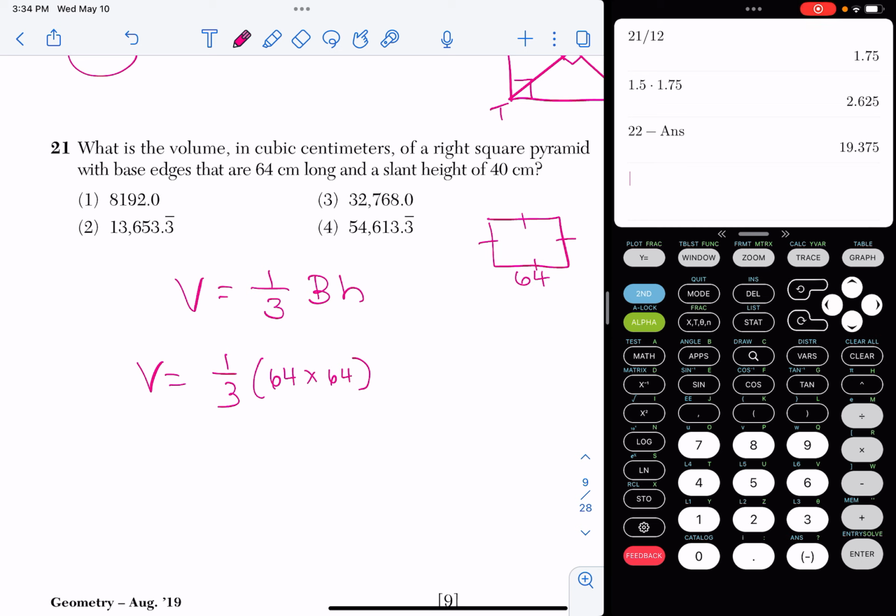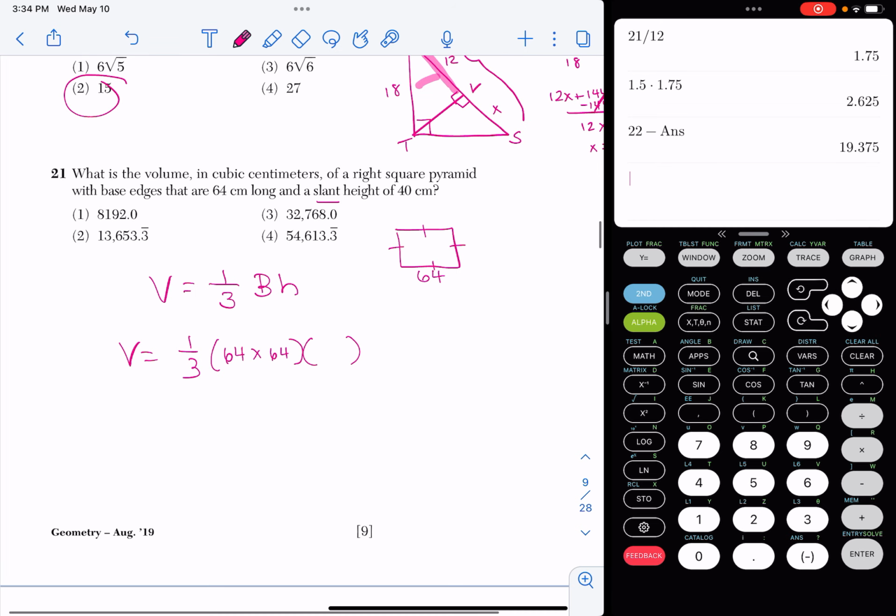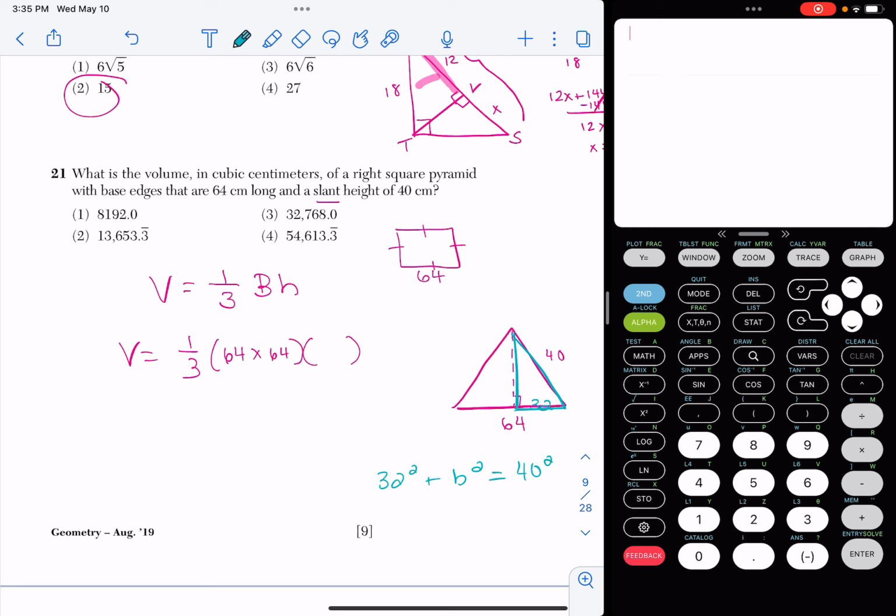But the height of this pyramid is not 40. It says the slant height is 40. So if I think about looking at a pyramid head on, I know this is 64 and this slanted height is 40. I need the vertical height of the pyramid. So in order to do this problem, I'm going to have the base. I'm going to look at this right triangle, and I'm going to do Pythagorean theorem. So 32 squared, let's say plus b squared equals 40 squared. Okay, so 32 squared gives us 1024.